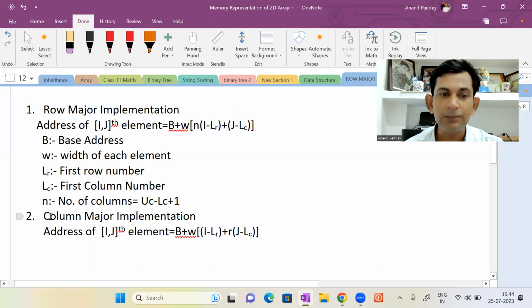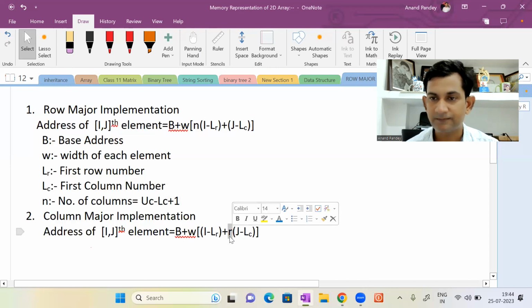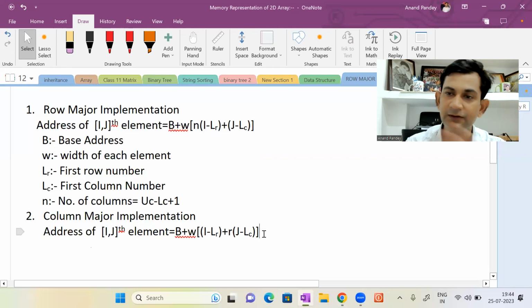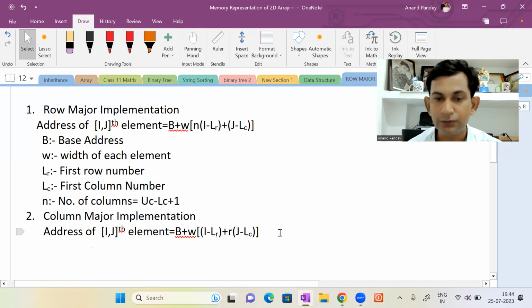In case of column measure implementation, we are writing r, that is number of rows here. Okay, and the rest of the formula will be the same. Everything is the same. The only difference is that instead of number of columns, here we are using number of rows and just using the symbol r at this place. Only this is the difference.